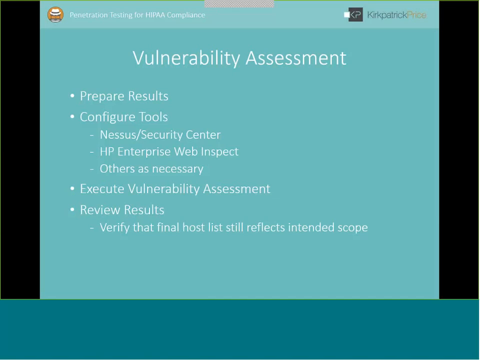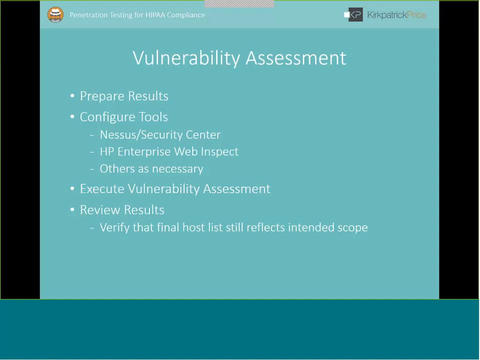The next point, execute the vulnerability assessment. I think that goes without saying that's going to happen. And then we start to review the results and really try to understand from those results where we should go next. As the last point mentioned, we go back and compare the results of that vulnerability assessment to make sure that we didn't lose any hosts during the scanning.